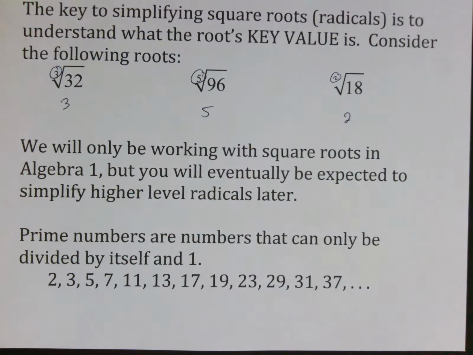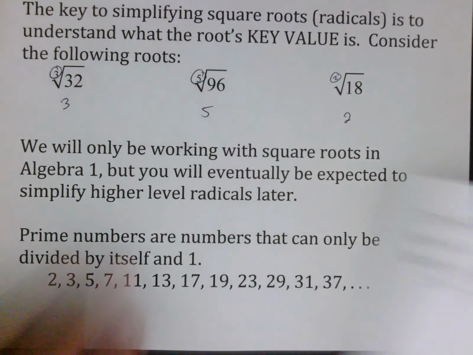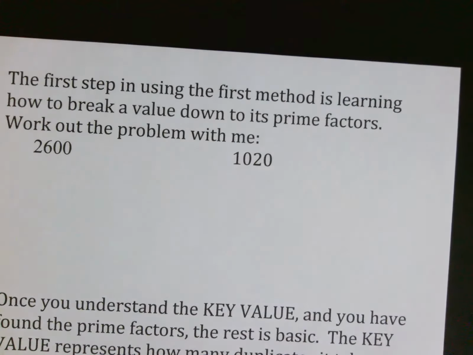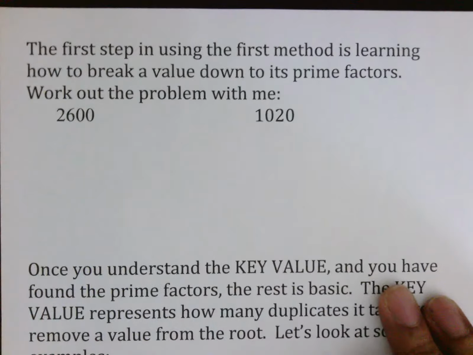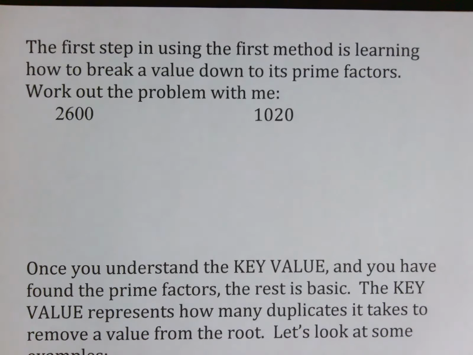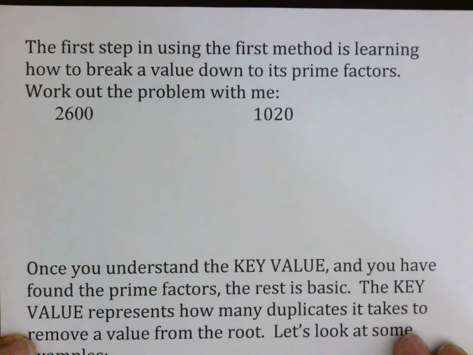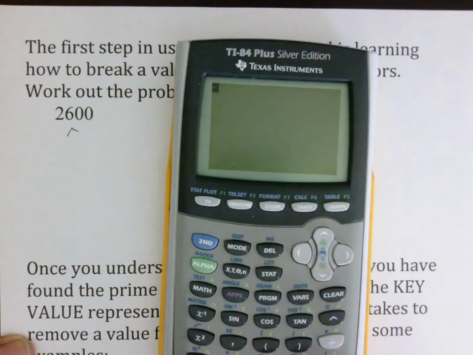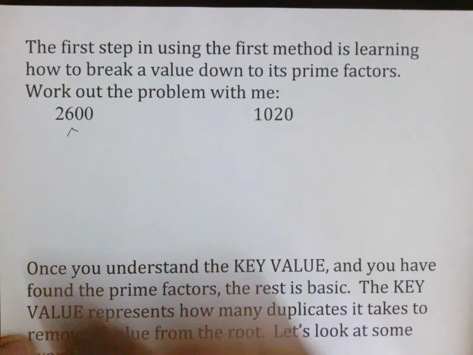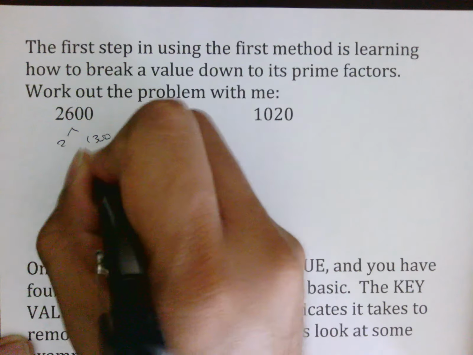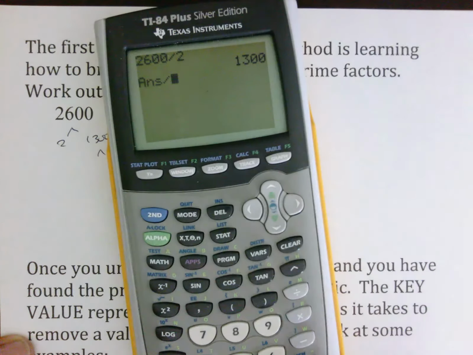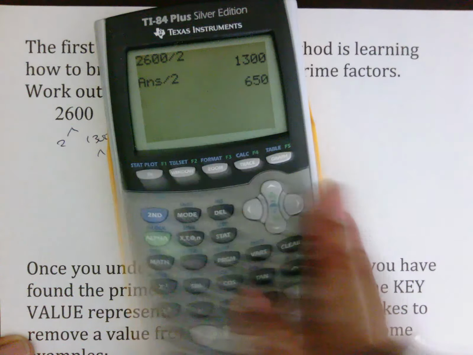So again, prime numbers, look at those numbers, make sure you understand what they are and what they represent, because in the end you have to be able to break these numbers down to prime factors. So the first step, again, using this method is learning how to break them down to prime factors. Let's look at this problem real fast. Because 2 is the first prime number, what we want to do is 2600 divided by 2 and see what we get, which is 1300. So it's 2 times 1300. Then you notice that 2 goes into it, so divide that by 2 and you get 650.